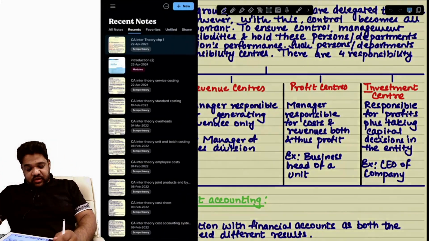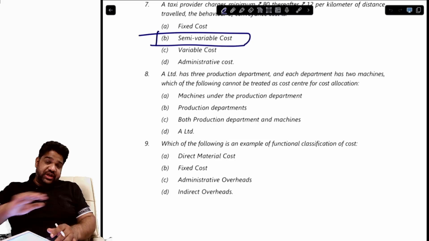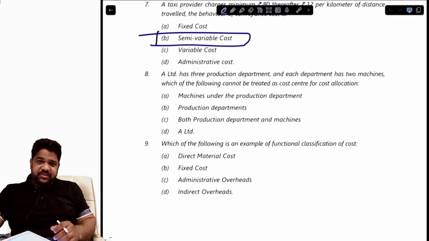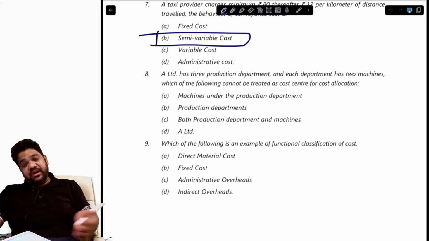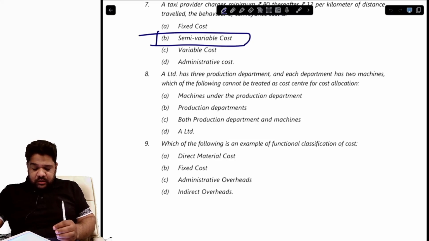Now, they are saying which cannot be treated as a cost center. Machines under production department, can you treat them as a cost center? I mean, yeah, why not? The machine is basically spending money, so it is a cost center. Production department, yeah, they can also be considered a cost center. Both production department and machines, again, yes, the production departments may be considered a separate cost center, and so does the machine. And then they have said A Limited.